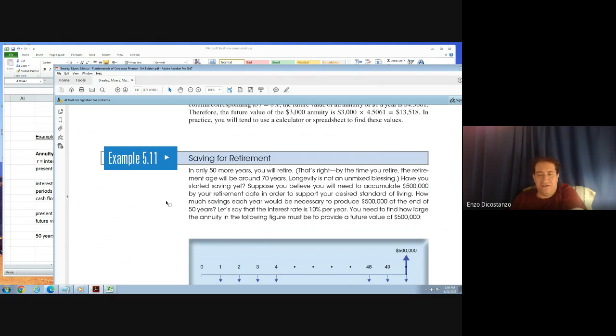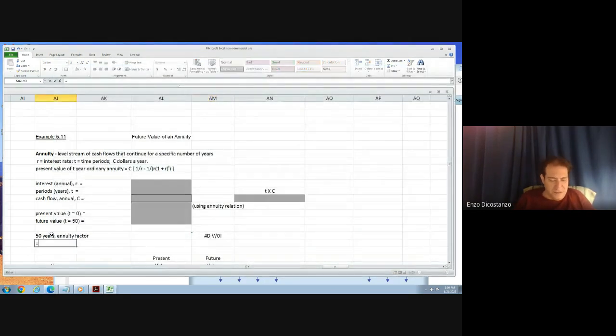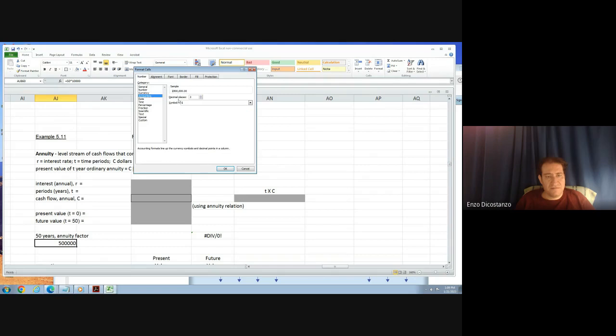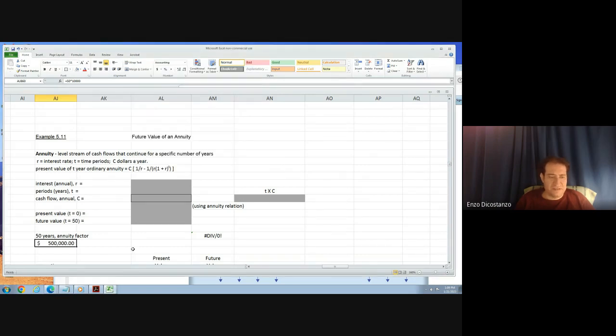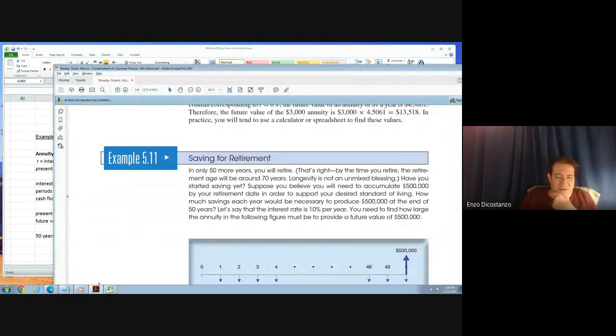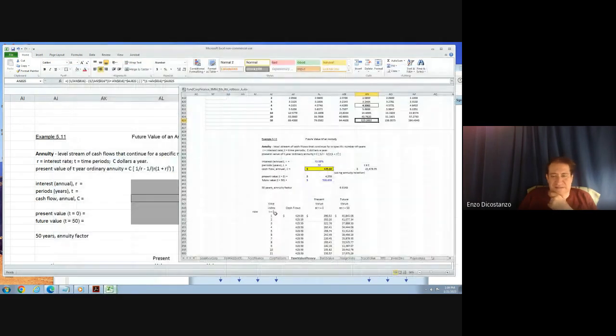This problem says, in 50 years, what do you have to save every year to accumulate the 500,000? Is it 10,000 a year? If you just nominally looked at it, 50 times 10,000, that's going to be 500,000. So the rough around the edges version is 10,000 a year. That's one way to look at this. But the version that incorporates the accumulation is much less, especially at 10%.